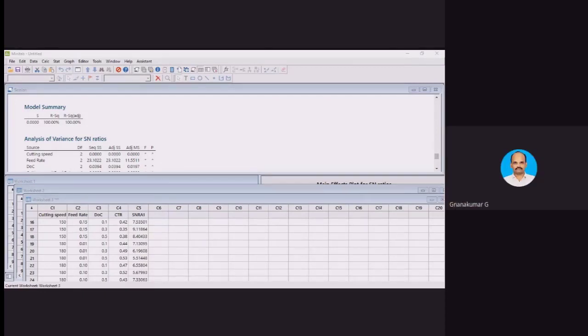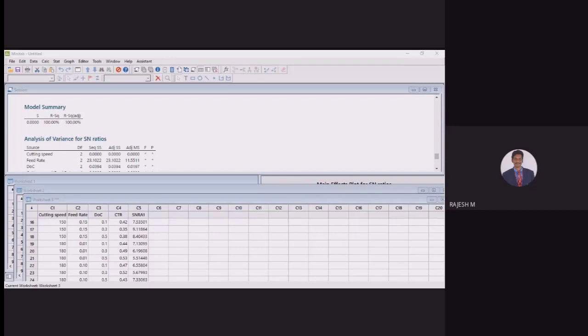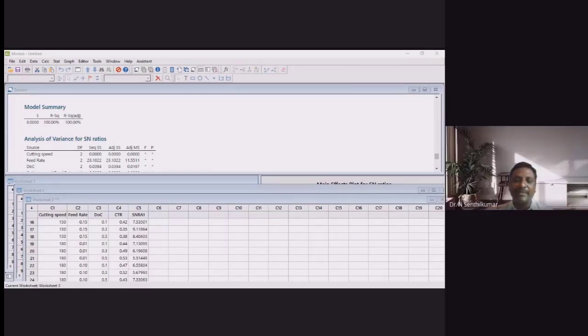Here in Minitab itself, GRA is available, sir. GRA is also Excel only, we can link that. You can use that in Excel, just 5 minutes.